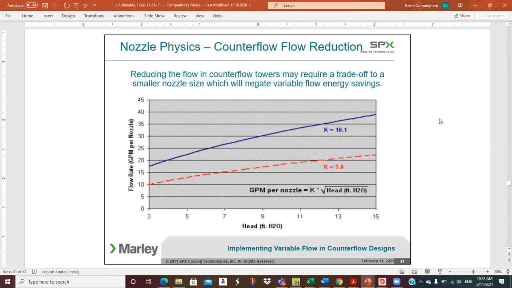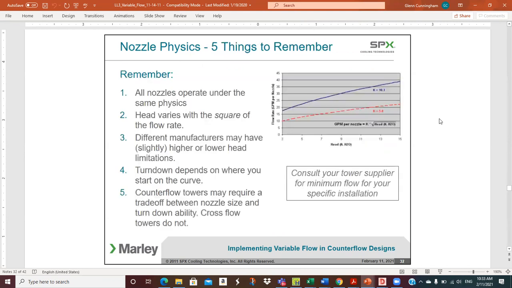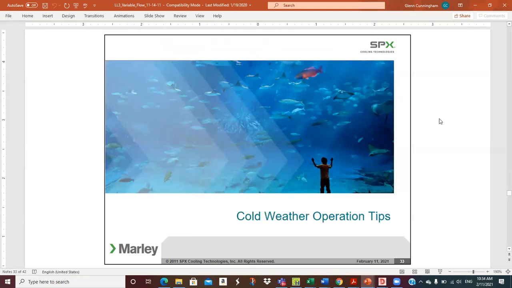There's some more of this nozzle physics. You can look at that. I'm not going to get into that. Things to remember: all nozzles operate under the same physics. Head varies with the square of the flow rate. Different manufacturers have slightly higher or lower head limitations. Turn down depends on where you start the curve. Counterflow towers may require a trade-off between nozzle size and ability to turn down. Crossflow towers do not. So basically, I think what this is saying on this counterflow tower is you probably don't want to get into this. Okay, we're doing pretty good here.